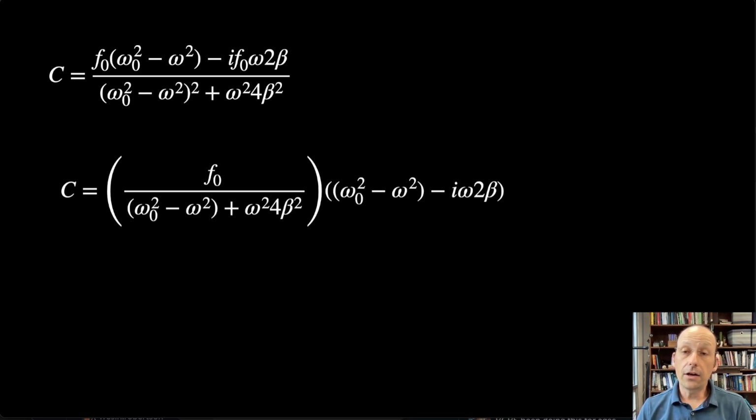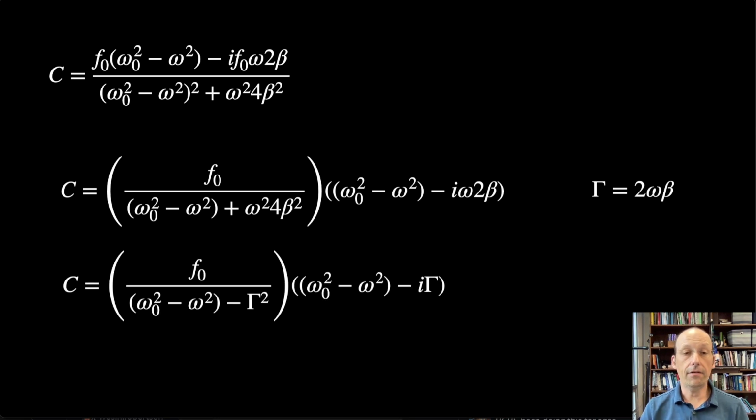Let's go ahead and make a new substitution. Gamma. Gamma is a fun word to write. Gamma, that's capital gamma. Let's just call that 2 beta. It just makes it look a little bit nicer. Then I have f0 over omega naught squared minus omega squared plus gamma squared. And then I have omega naught squared minus omega squared minus i gamma. So this is my complex number here. This is real, right? So I don't really need to worry about that. And that's in the form of x plus iy.